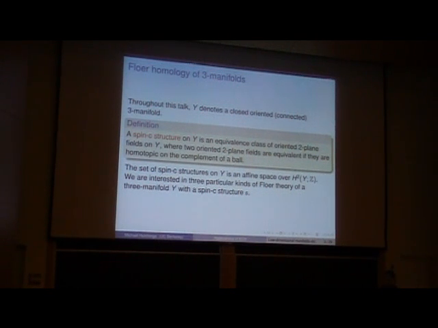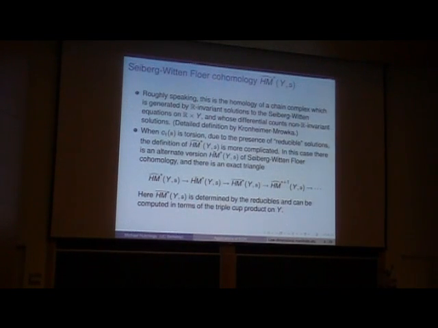So here are the three Floer theories that we're interested in. The first is Seiberg-Witten Floer cohomology. Roughly speaking, it's the homology of a chain complex. The generator of the chain complex is a solution to the Seiberg-Witten equations on Y, or otherwise stated, an R-invariant solution to the 4-dimensional Seiberg-Witten equations in R cross Y. I already wrote down the Seiberg-Witten equations in the last talk, so I don't have to do it. I wasn't going to do it anyway.